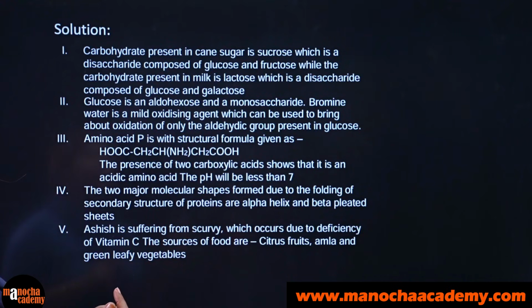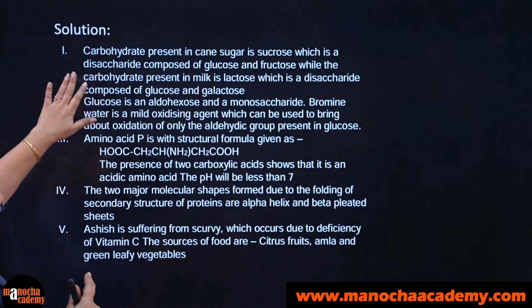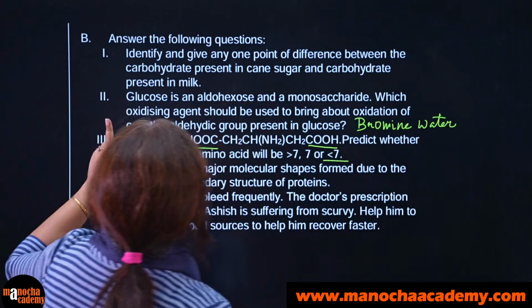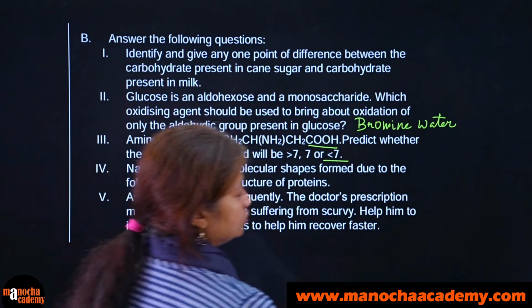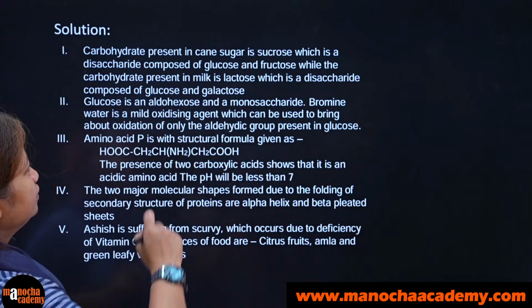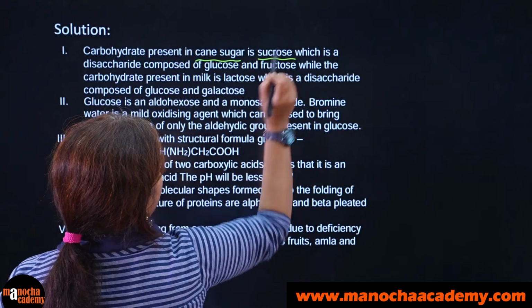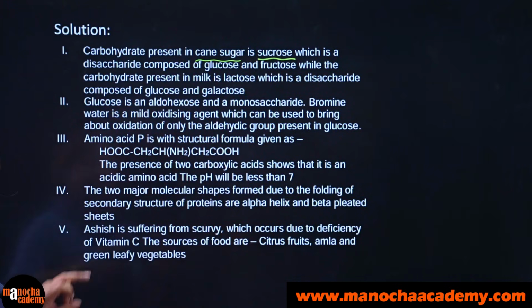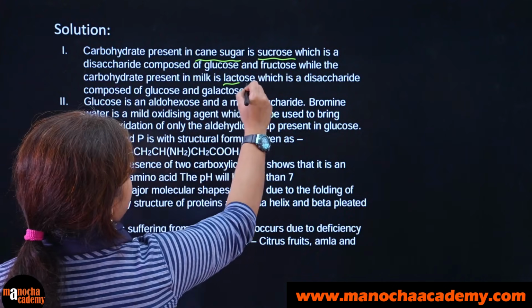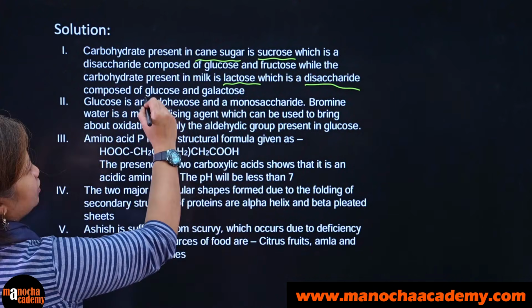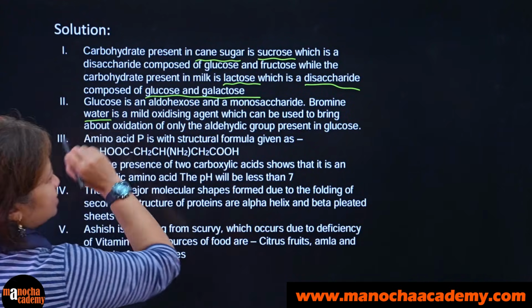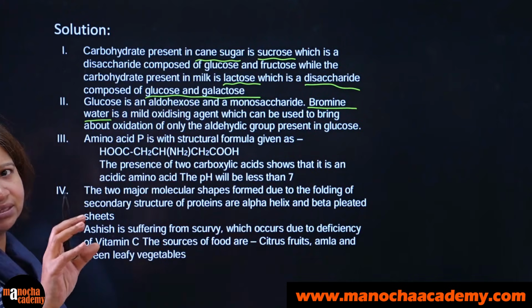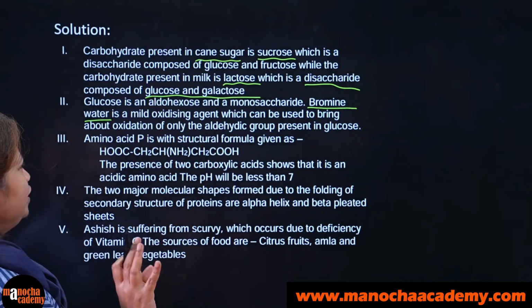So what was the question? Oh, this question I missed out. Identify and give one point of difference between the carbohydrate present in cane sugar and the carbohydrate present in milk. Cane sugar is sucrose, a disaccharide composed of glucose and fructose, while the carbohydrate present in milk is lactose, a disaccharide composed of glucose and galactose. Done? Bromine water is the answer. Such big answers are not required in chemistry. Just the answer, bromine water in this case. That's it, a weak oxidizing agent.